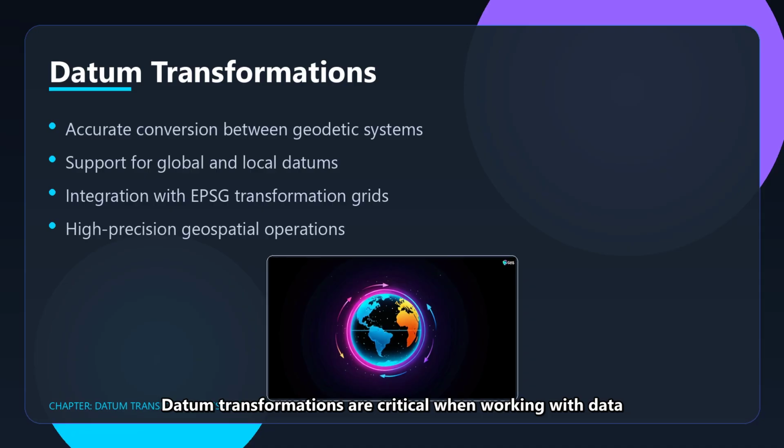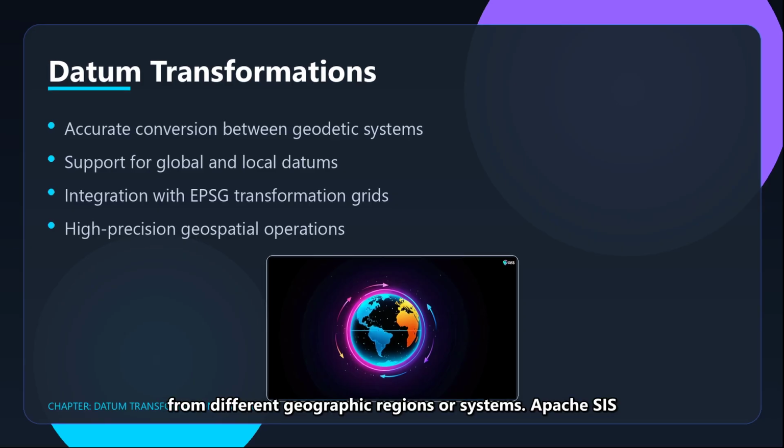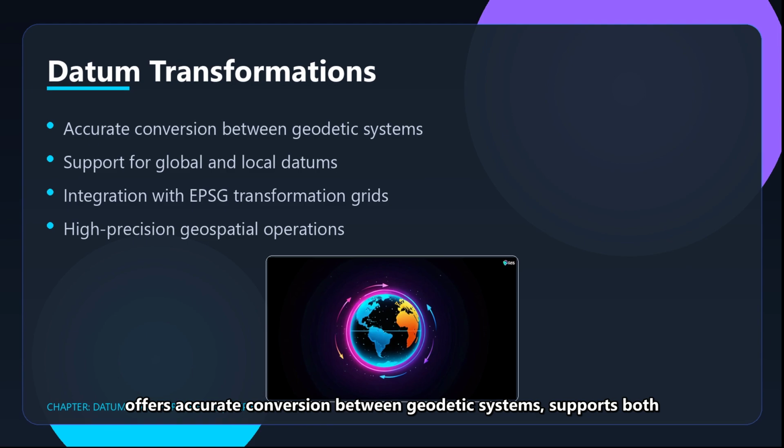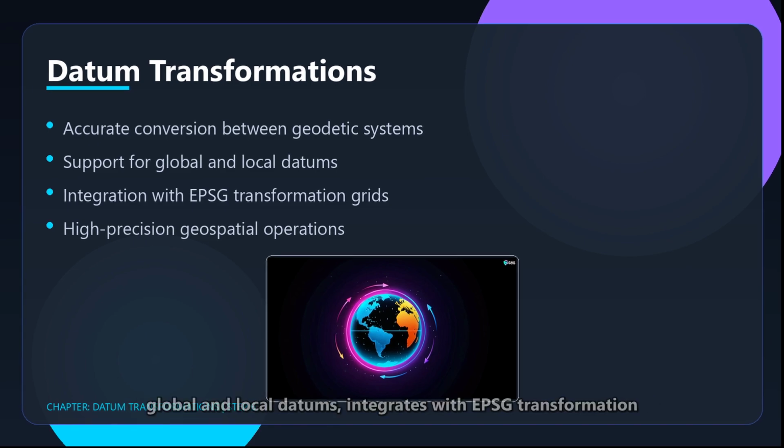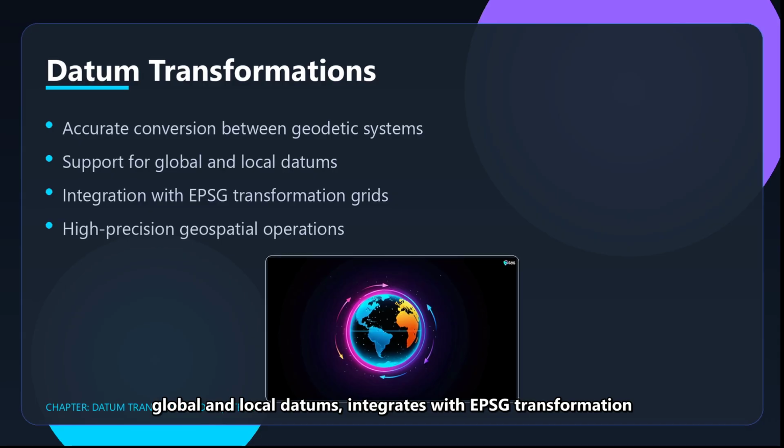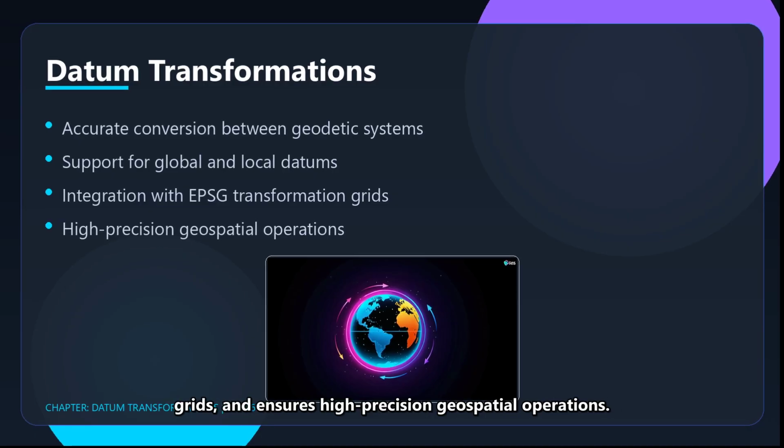Datum transformations are critical when working with data from different geographic regions or systems. Apache SIS offers accurate conversion between geodetic systems, supports both global and local datums, integrates with EPSG transformation grids, and ensures high-precision geospatial operations.